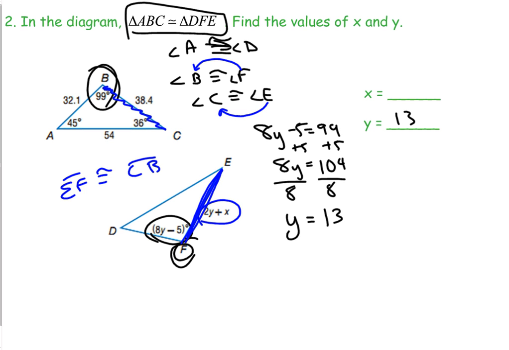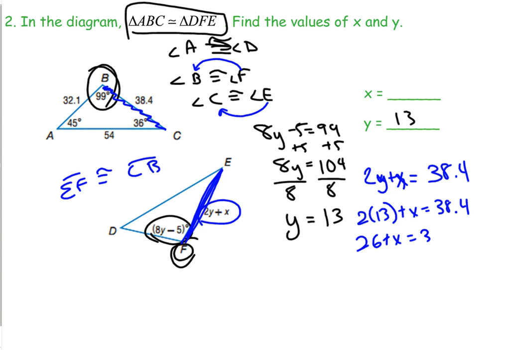So what I need to say is 8y minus 5, sorry, wrong one, 2y plus x is going to equal 38.4. Now we know what y is. It's 2 times 13. So that's going to be 26. So a little subtraction. 12.4.